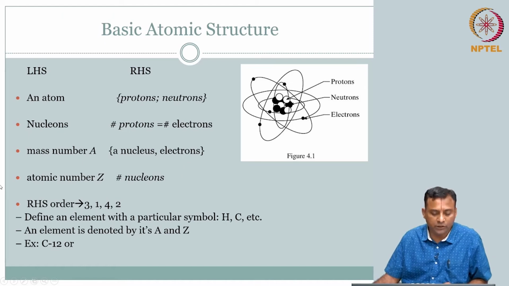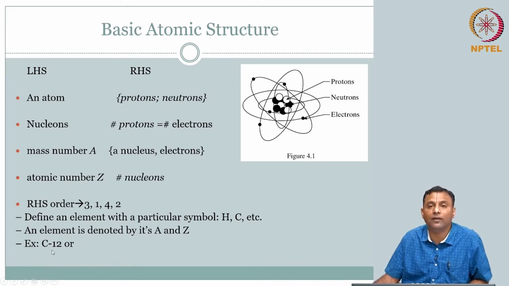So just to complete this, we define the element with a particular symbol. So if you have an element, you already call it hydrogen, carbon, etc. In order to represent that, we would also use its atomic number and mass number. So there are several ways to denote it.